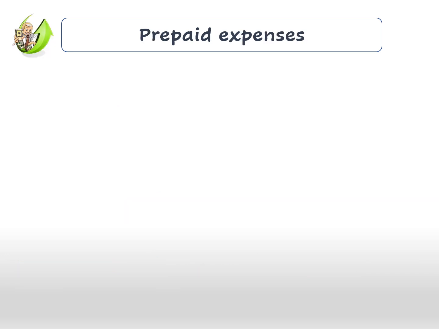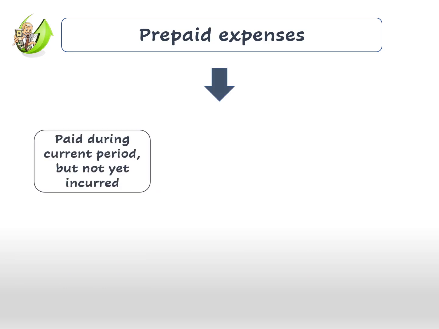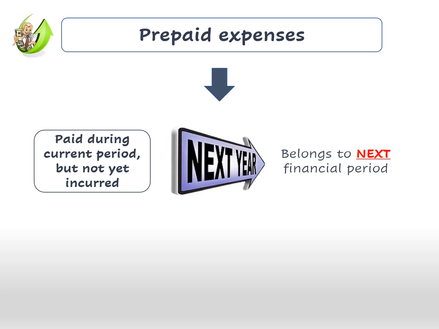Third adjustment is prepaid expenses. This happens when you pay an expense during the current period, but that expense has not yet been incurred. In other words, the supplier has not yet sold you those goods, or he has not yet delivered a service to you, but that will still happen, but it will only happen in the next financial year. So that expense has not yet been incurred, but you have already paid the supplier. That expense then belongs to the next financial period and needs to be taken out of the current year's figures and transferred to the next year's figures.